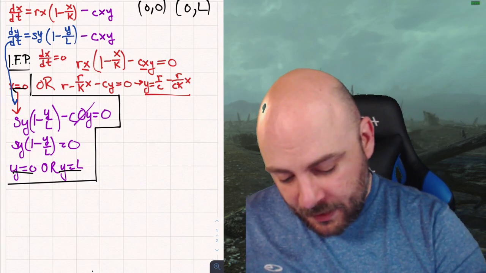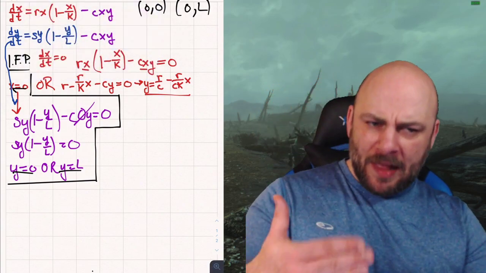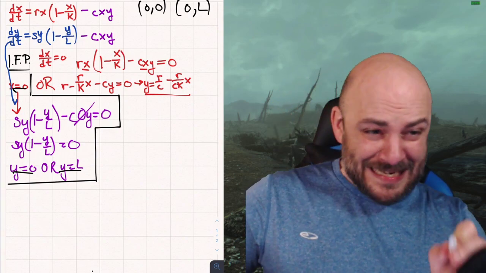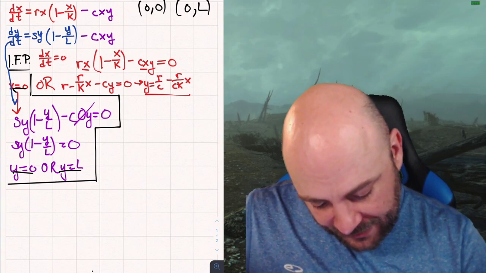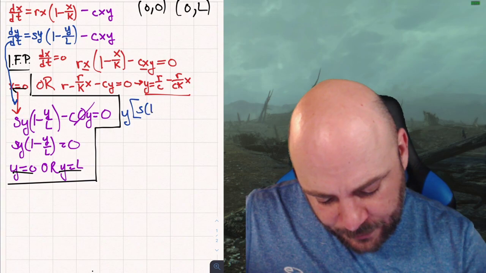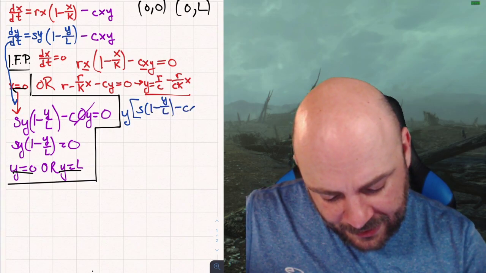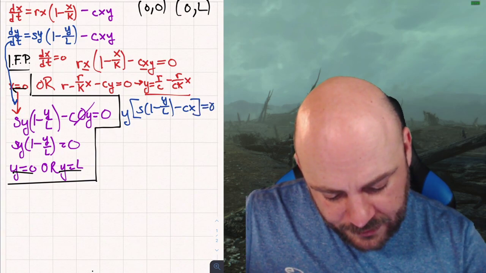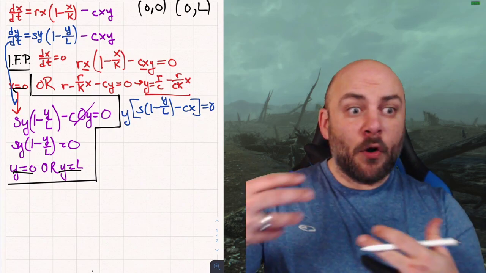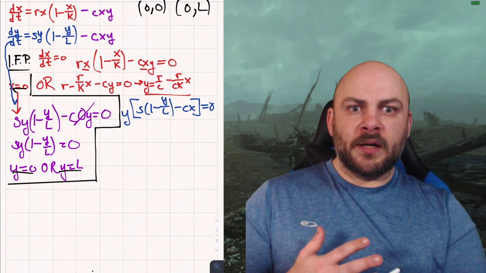Okay? First thing I'm going to do is a little bit of notation here that will help me. I should notice from the dy/dt equation that I can rewrite it like y times s times 1 minus y over L minus cx equals 0. All right, so I factored out the y. Now you may be tempted to say, okay, cool, y equals 0. I want to step away from that.